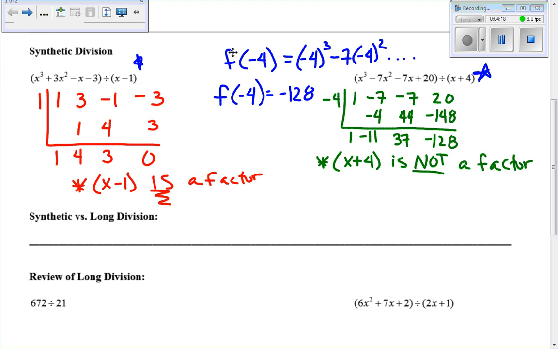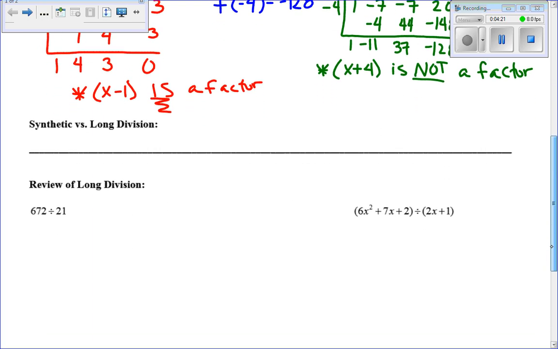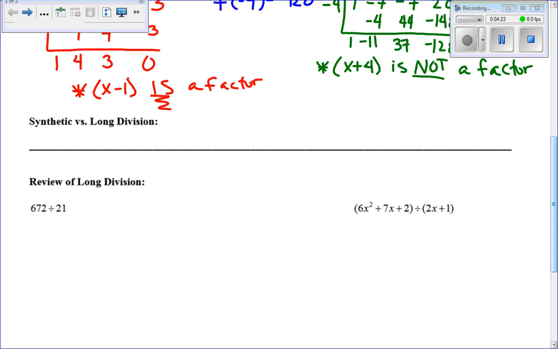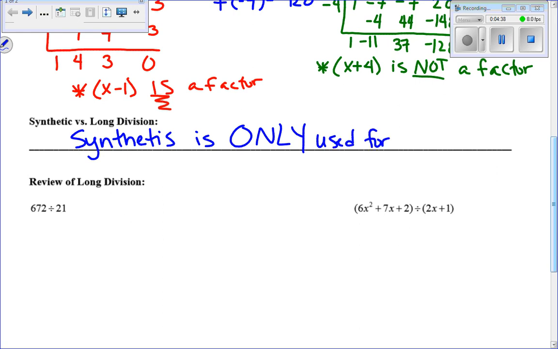Okay? Now, synthetic versus long division. Synthetic is definitely easier. The problem with synthetic is it's only used for linear factors. What that means is factors that we've done where it's x minus 1 or x plus 4, not anything where it's x squared minus 1 or x squared plus 4.